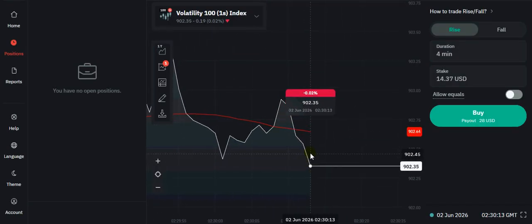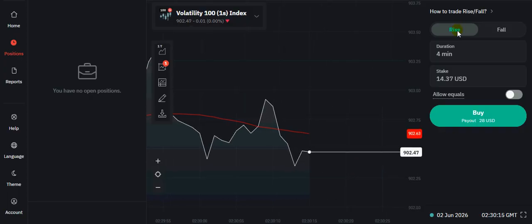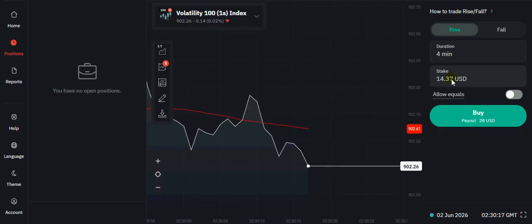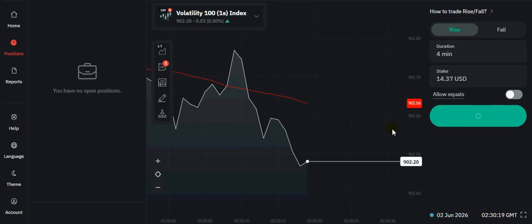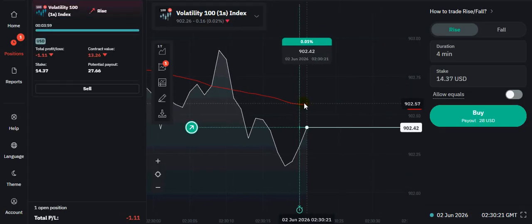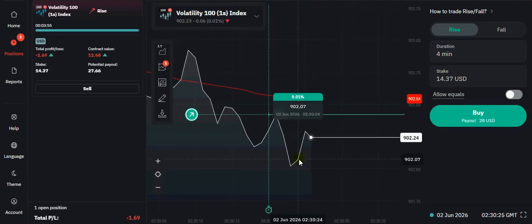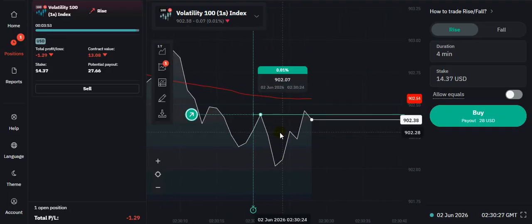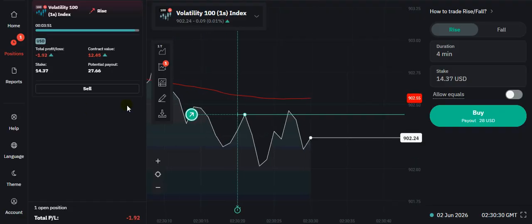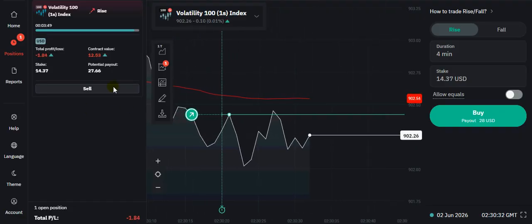Click on rise there, set the duration to 4 minutes, and enter the amount you want to stake. You can see this is a good spot to place our trade because this is right below the red line. It has to be below the red line. There must be a wide gap once it's below the red line. So you're going to sell when you hit reasonable amounts. That's how this strategy works.